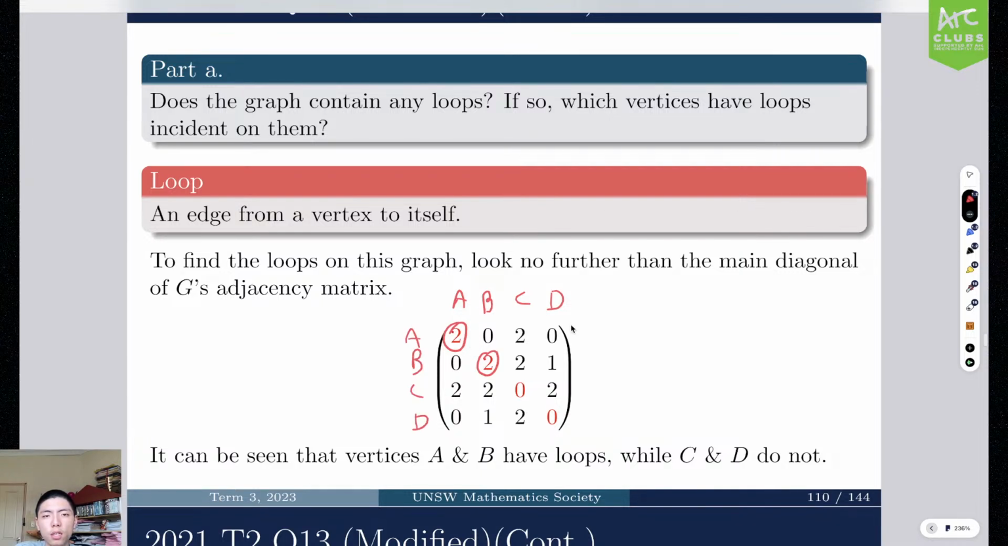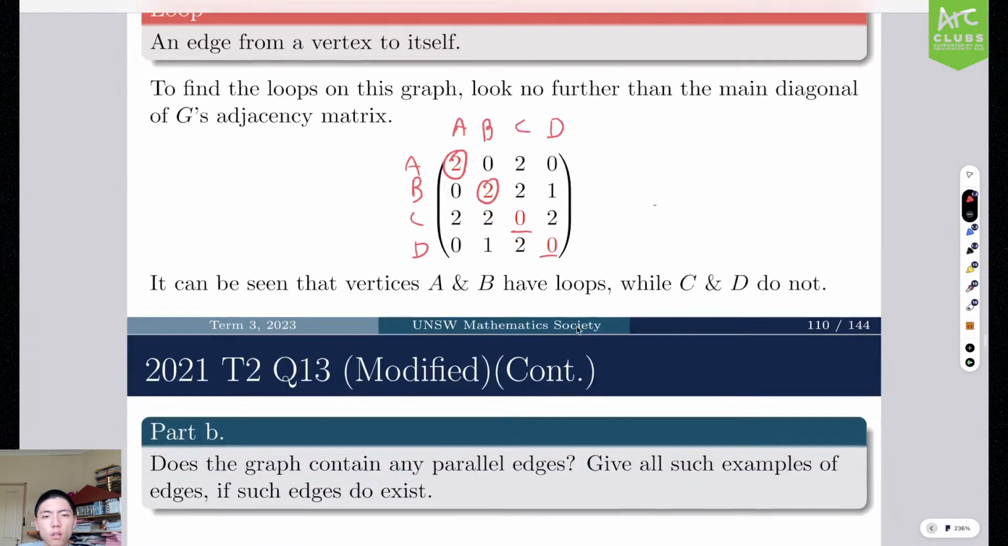Since those are the non-zero ones, that means A will connect to A in 2 ways, and B will connect to B in 2 ways. Essentially, because they are the same point, instead of looking at it like that, it would just be loops, and B would just be loops as well. Actually, since these are 0, C and D do not have loops, but A and B have loops to themselves because they are non-zero and they are along the diagonal.